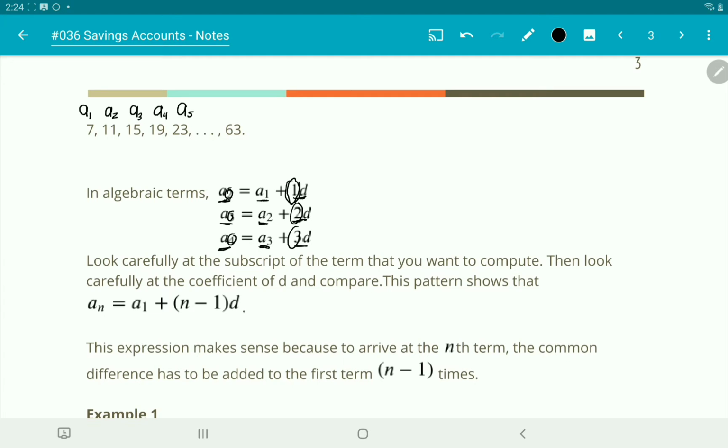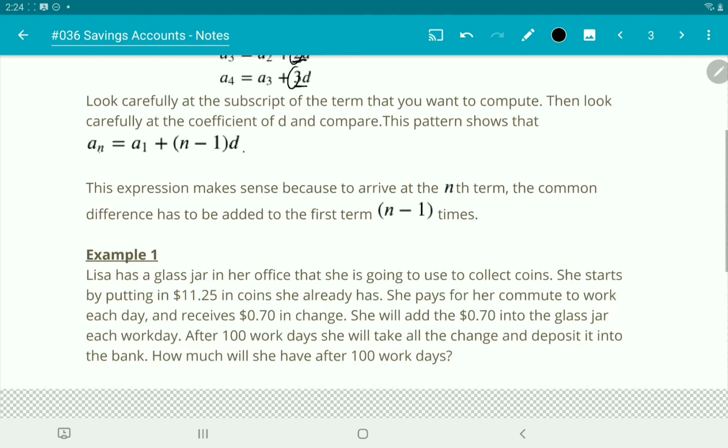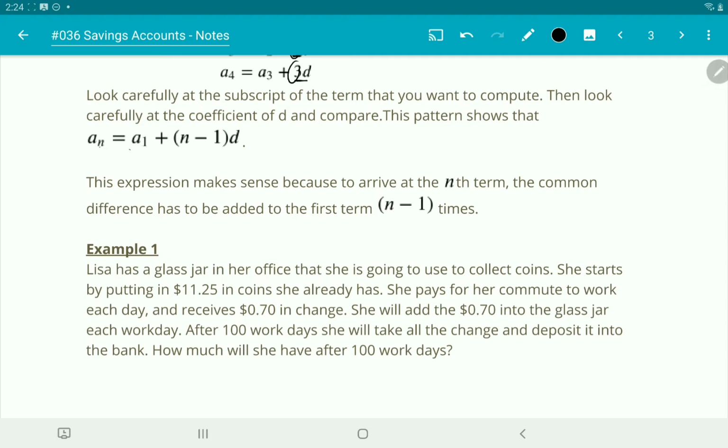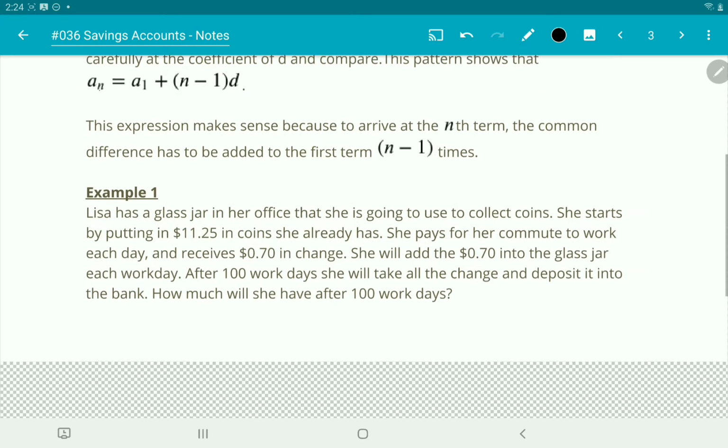So for each one, we're going to take a sub n to find whatever number we're looking for down here. It's going to be a1 plus n minus 1, so whatever one you're trying to look for, minus 1, times d, which will be a little easier to understand once we go through an example. So this expression makes sense because in order to arrive at the nth term, whatever number term you're looking at, the common difference has to be added to the first term n minus 1 times. And that's where the first term plus n minus 1 times d comes from, in order to get to the nth term.